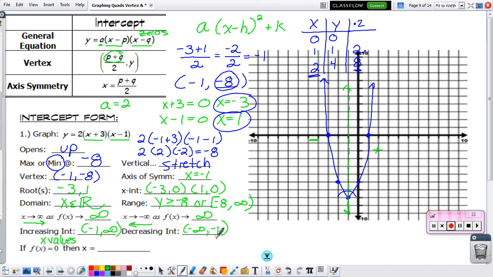The last question down here is another way for us to ask you for the solutions, the roots, the intercepts. When y is 0, what values of x will make y 0? Well, we already solved for those in the very beginning. That would be negative 3 and 1.